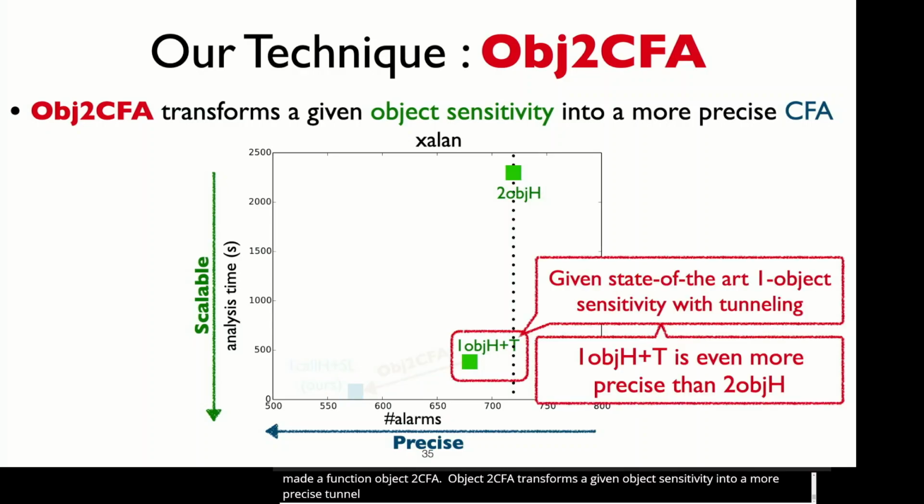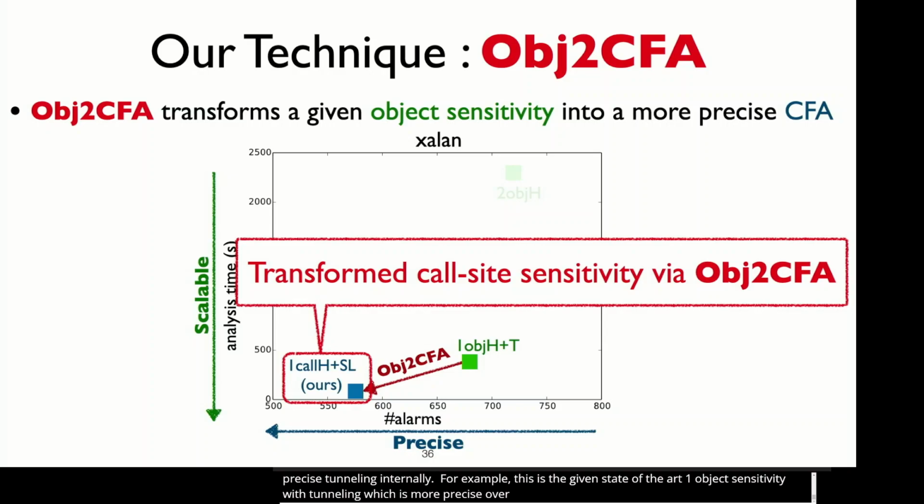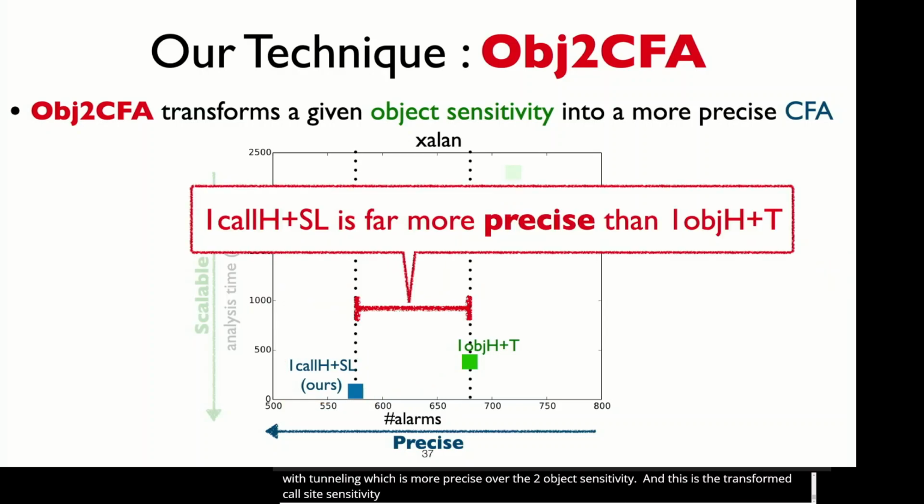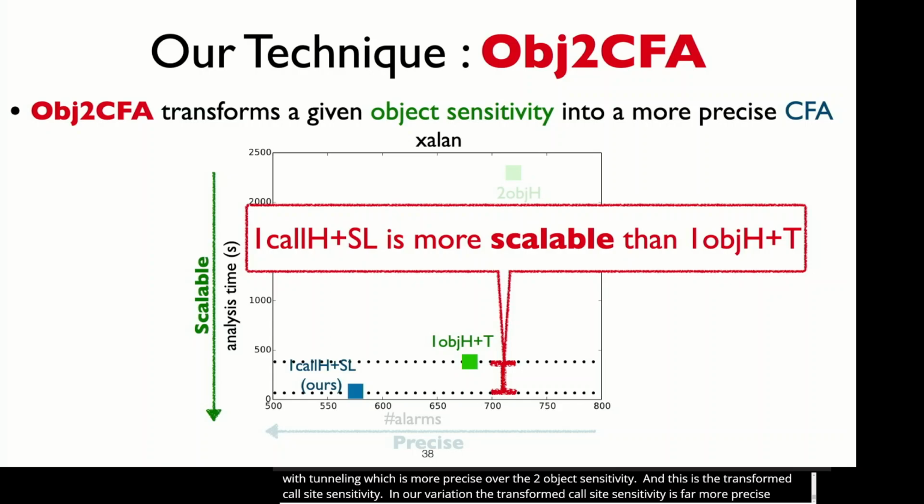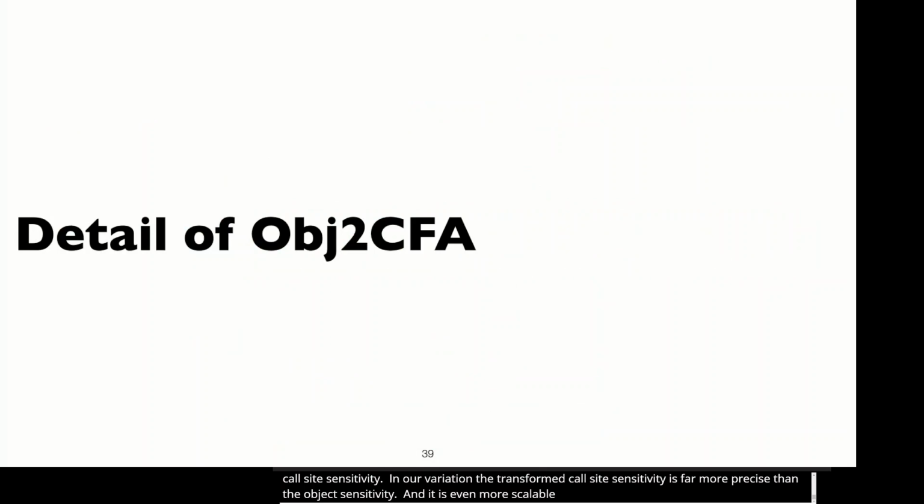For example, this is a given state-of-the-art one object sensitivity with tunneling, which is even more precise than conventional two object sensitivity. And this is the transformed call site sensitivity via obj2CFA. In our evaluation, the transformed call site sensitivity is far more precise than the given object sensitivity, and it is even more scalable than the given object sensitivity. Now I will present the details of obj2CFA.